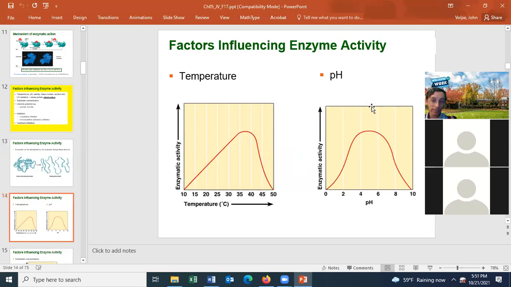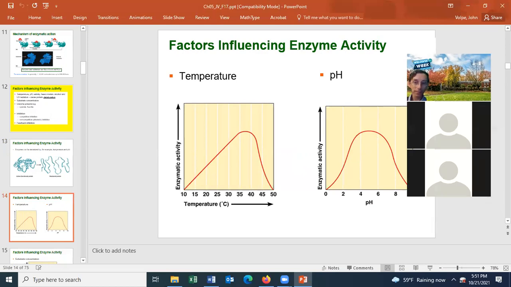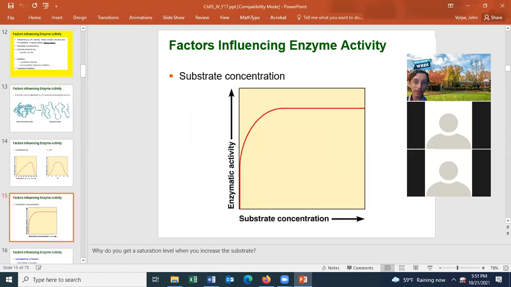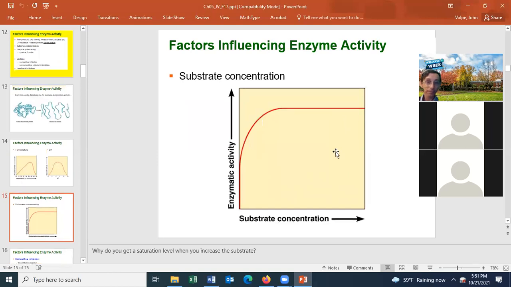Nobody knows? Nobody wants to guess? It's not your stomach, because that goes down to pH 2 or even pH 1. So that enzyme would work best around pH 2. So what enzyme works best around pH 5? We'll think about that. And if you get the answer, go ahead and just state it.